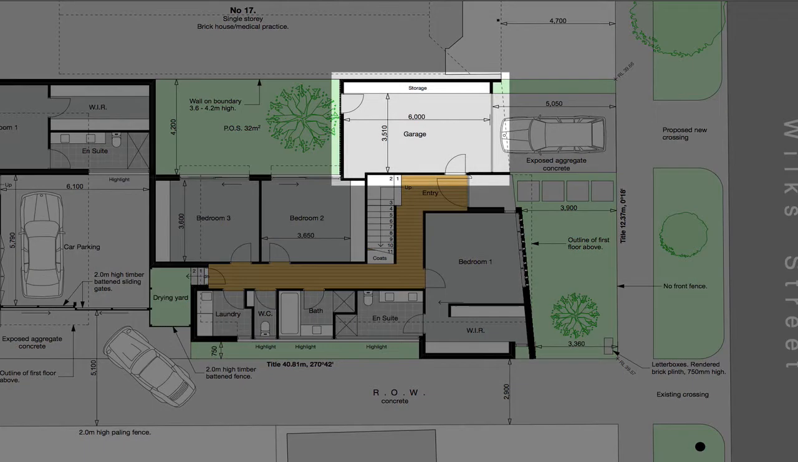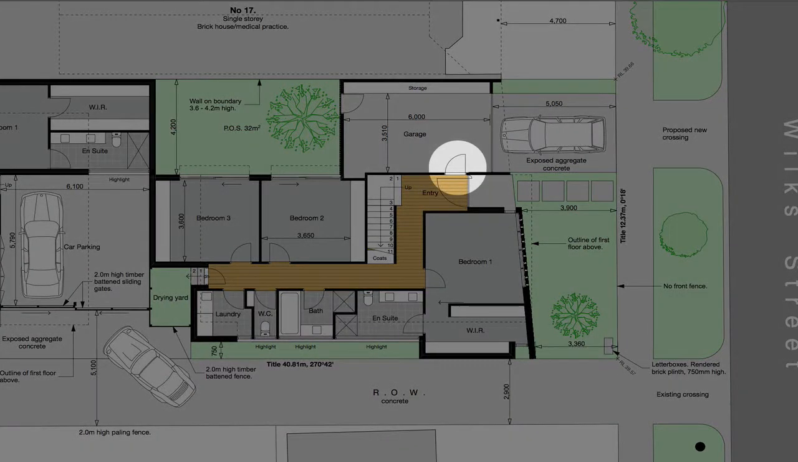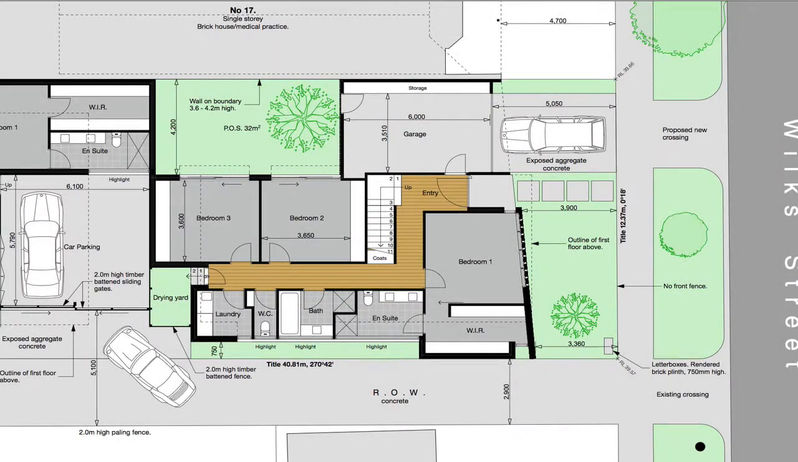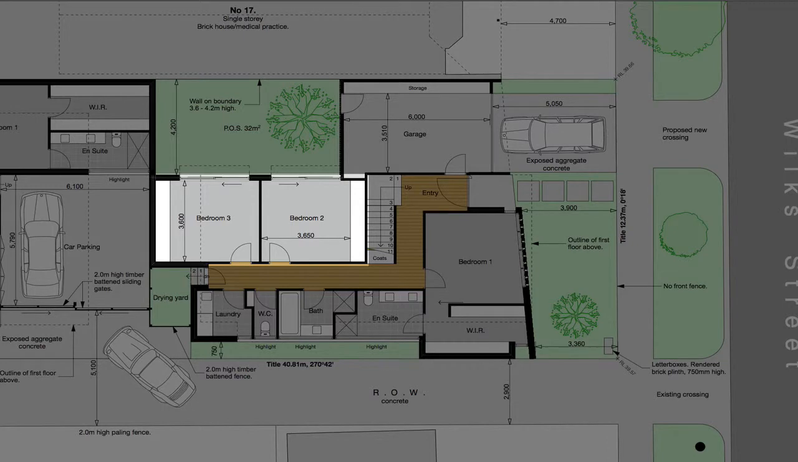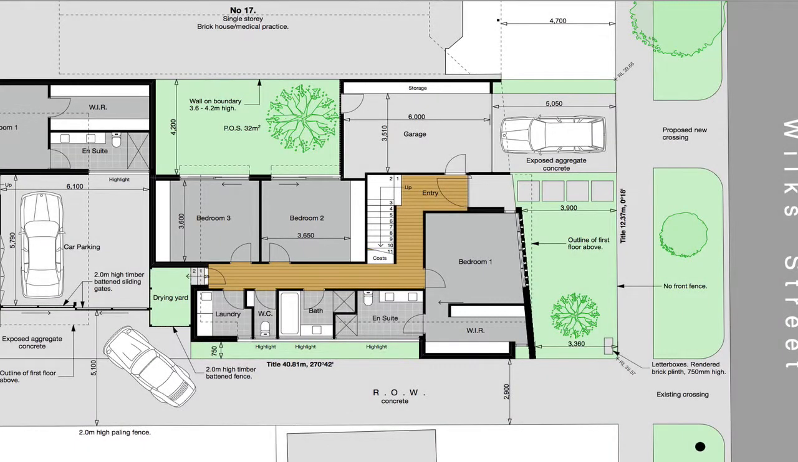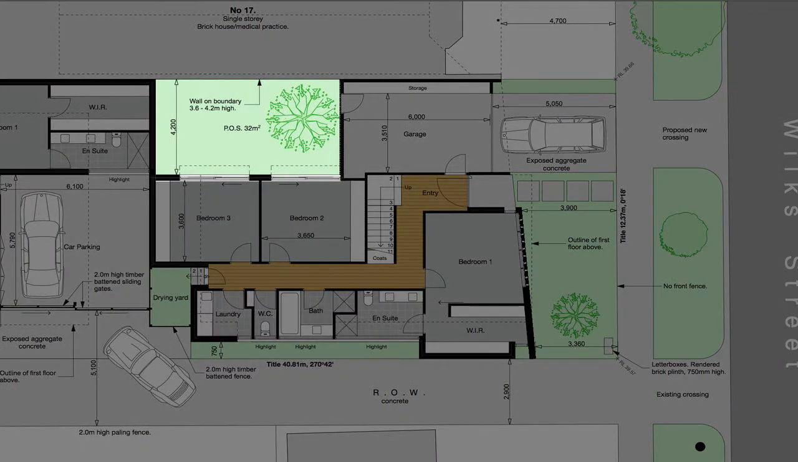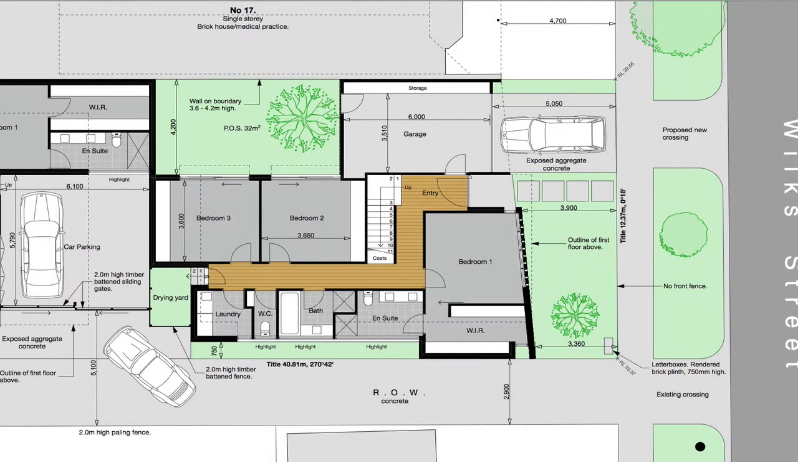We have the garage located here, and from that there's a door into the entry area as well. Over here we have bedrooms 2 and 3. They face out onto their own little courtyard for both natural light and ventilation. However, as I also spoke about in the previous video, because of the wall on the boundary, these aren't getting a huge amount of direct sunlight, which is not a major problem for bedroom areas.